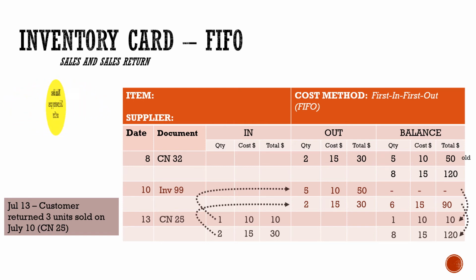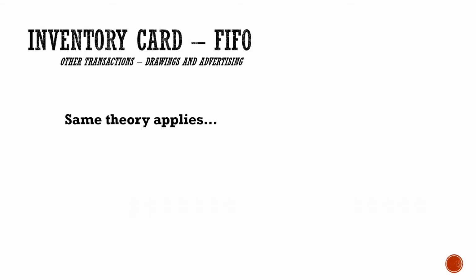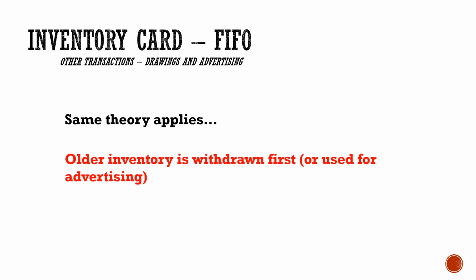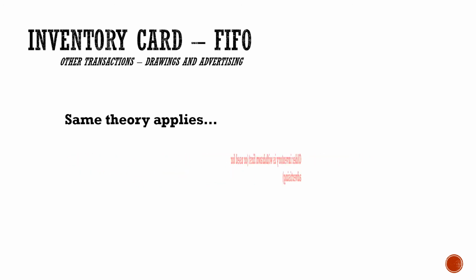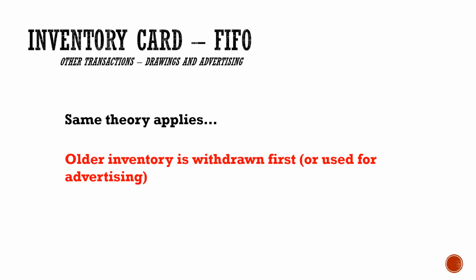Now, just remember with FIFO, we are always assuming that the old inventory goes out first. For other transactions such as drawings of inventory or inventory used for advertising, the same theory applies. The older inventory is withdrawn first, or the older inventory will be taken and used for advertising.